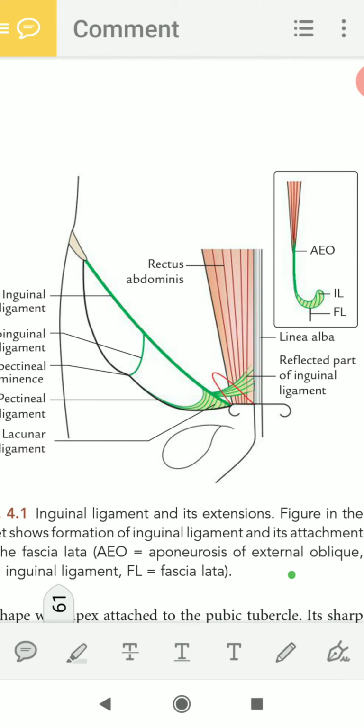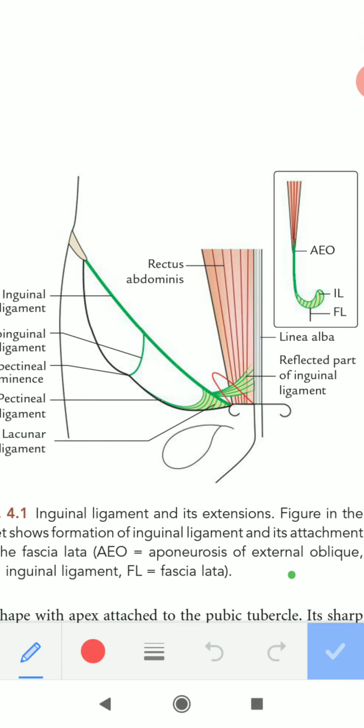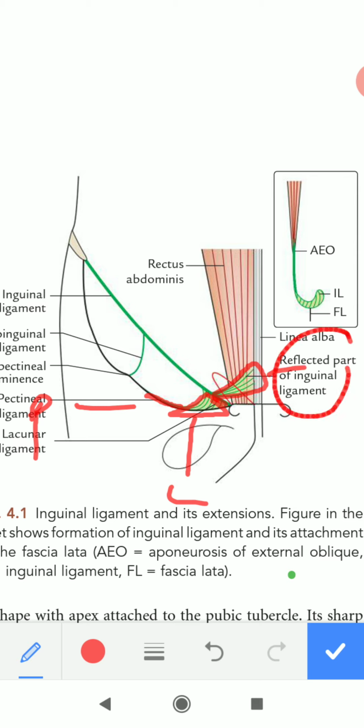In the picture you can see this expanded part of the inguinal ligament. This is the lacunar ligament. This is the reflected part of the inguinal ligament, and this is the pectineal ligament. You can see this is the pectineal ligament. So lacunar ligament, pectineal ligament, and reflected part of the inguinal ligament are the three expansions or extensions of the inguinal ligament.